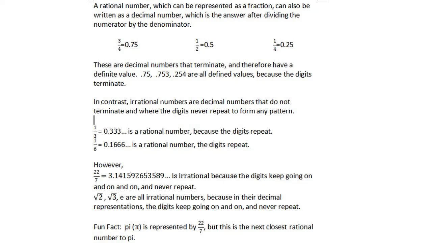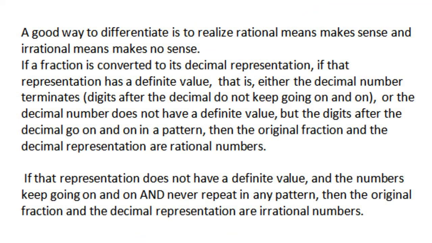Fun fact, pi is often represented by 22 over 7, but this is only the next closest rational number to pi. A good way to differentiate is to realize rational means makes sense and irrational means makes no sense.